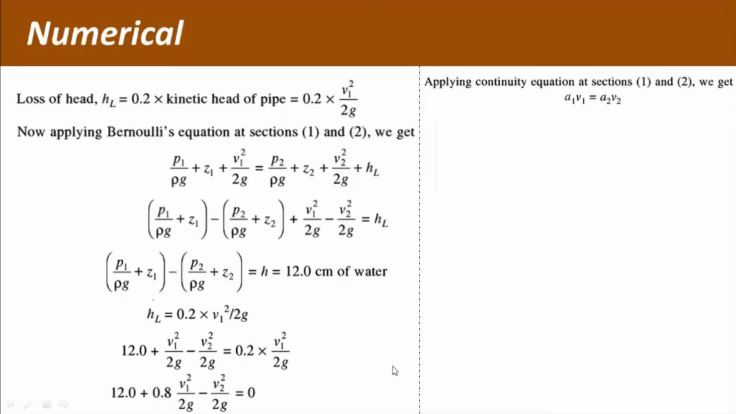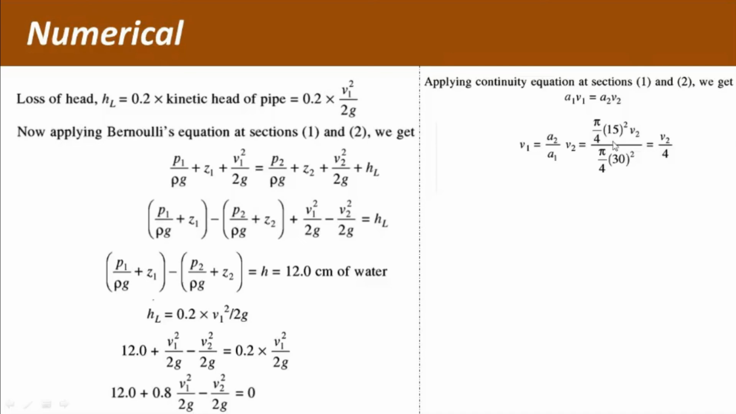Now we will apply the continuity equation between section 1 and 2. By the continuity equation, whatever the discharge or flow rate at section 1 equals the flow rate at section 2. So Q1 equals Q2, and A1 V1 equals A2 V2. We already know A1 and A2, because D1 and D2 were given. So here we can say V1 equals A2 by A1 into V2. So it is pi by 4 15 square upon pi by 4 30 square into V2.